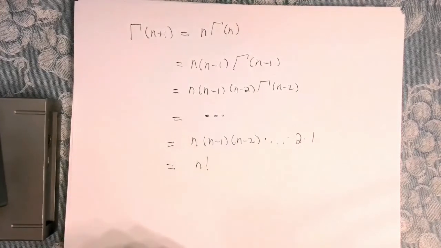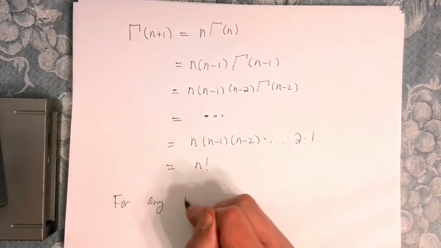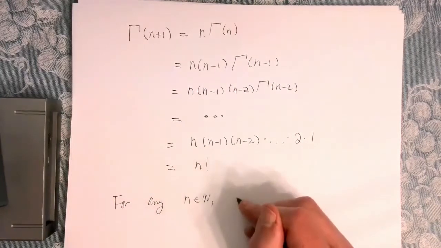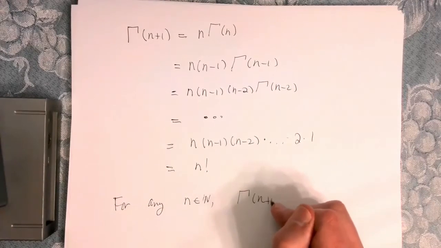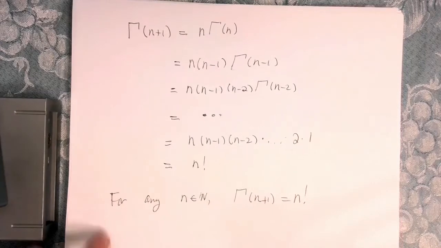Okay, so what I usually have my introduction to proof students prove using mathematical induction is that, well, for any natural number n, gamma of n plus 1 equals n factorial. And so what I want to do is look at the graph of gamma of n plus 1. So you can see there is an explicit relationship between factorials and this gamma function.